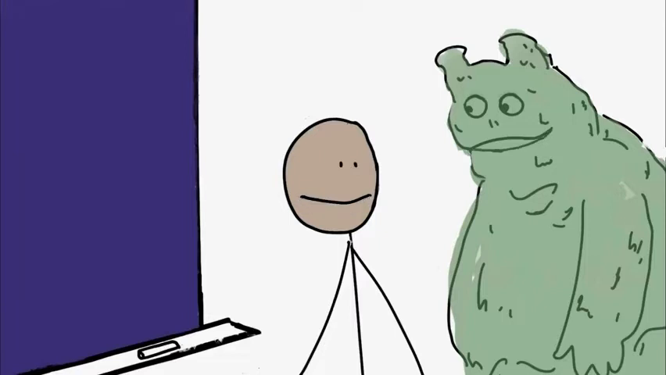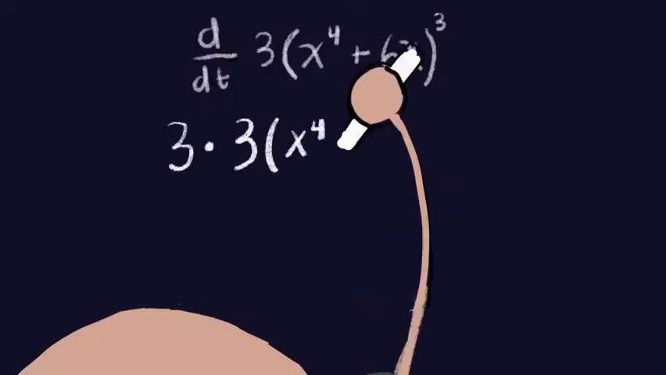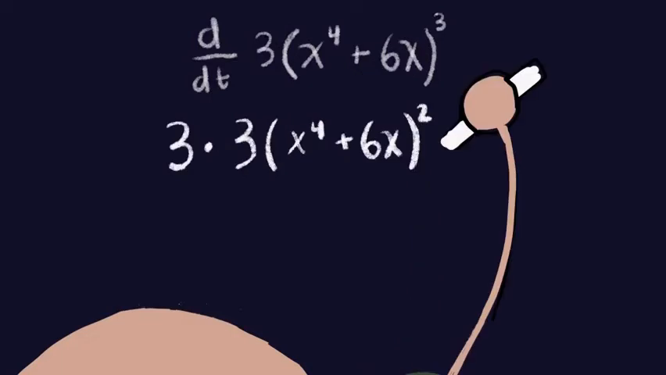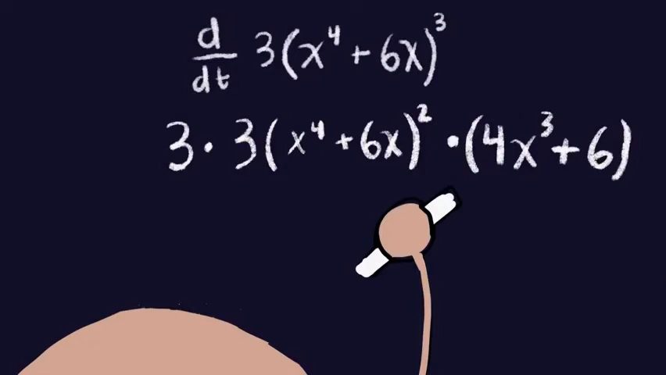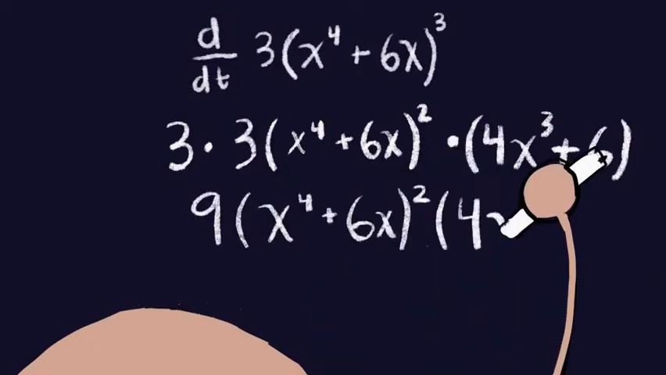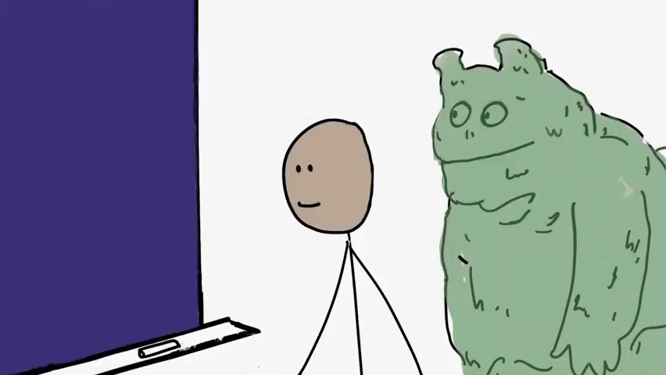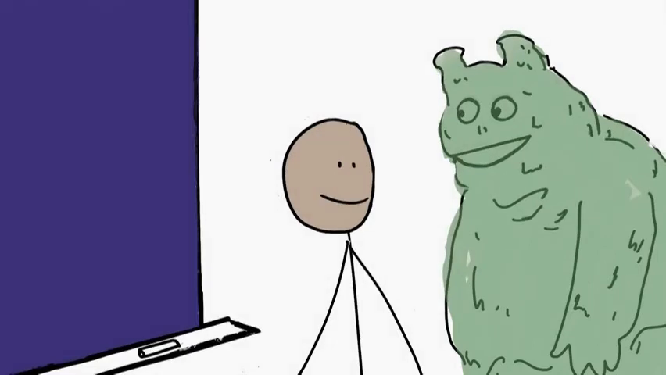Can I try? Sure. How about you do that example from before? Alright, so I pull the 3 to the front, I take the derivative of the inside, which gives me 4x to the third plus 6, and I simplify that, and there. Hey, that looks awesome. You know what? I think you're ready for the final test.